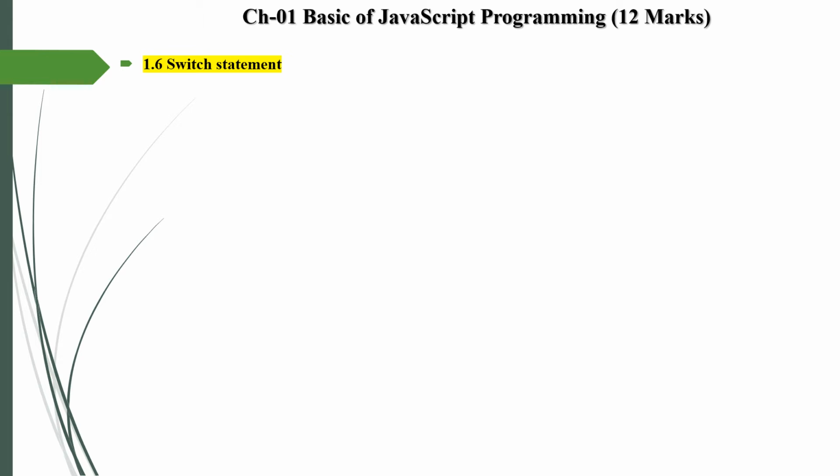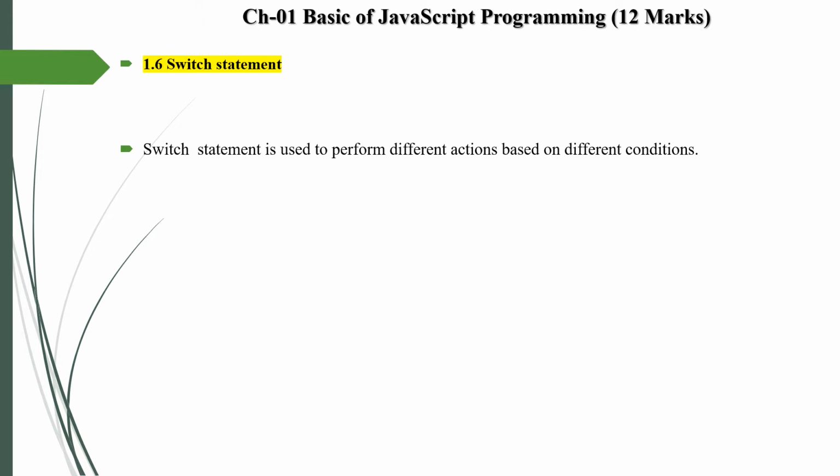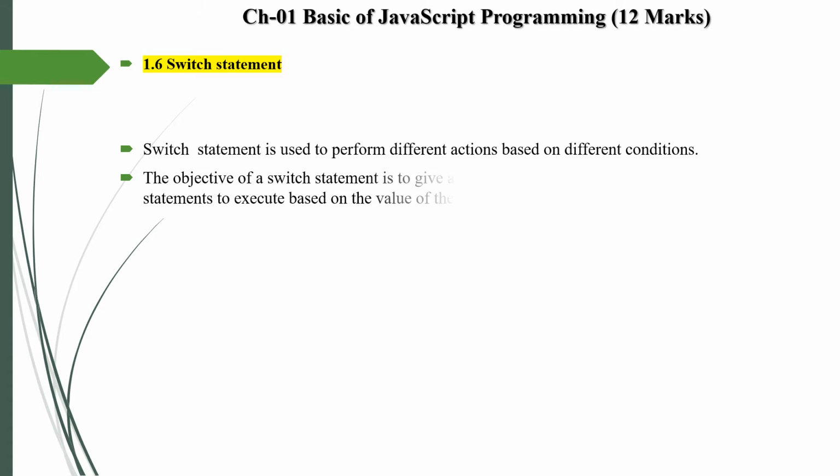First we see switch statement. Switch statement is also called as multi-branching statement. The switch statement is used to perform different action based on different conditions. So in switch statement, we execute the different instruction according to condition.